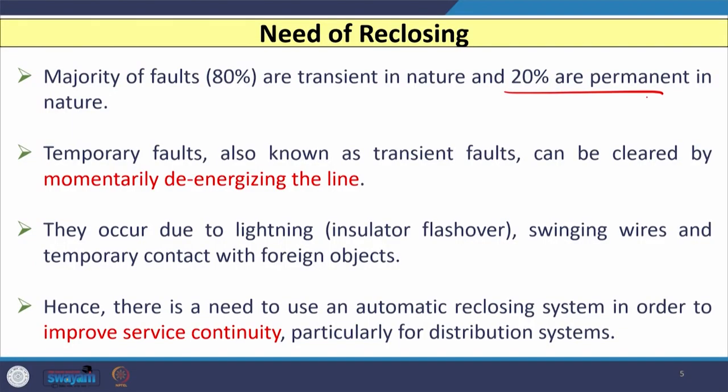Now the question comes, why are reclosers required? Why do we need to carry out a reclosing attempt when a fault occurs? The reason is that the majority of faults which occur on the overhead distribution network are transient in nature. Almost 80% to 90% of faults are transient in nature, and only 10% to 20% of faults are permanent in nature. These transient faults, also known as temporary faults, can be cleared momentarily if we de-energize the line.